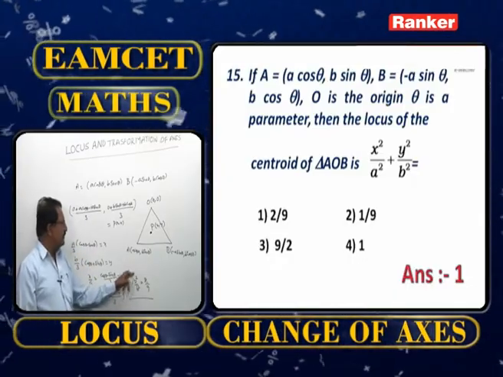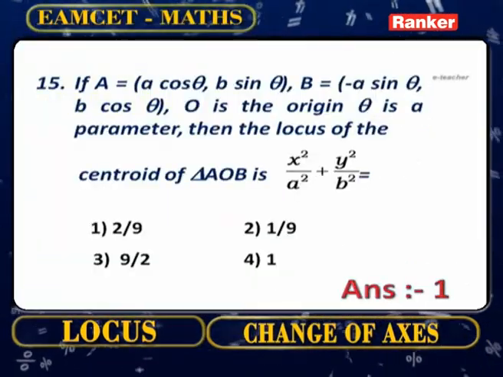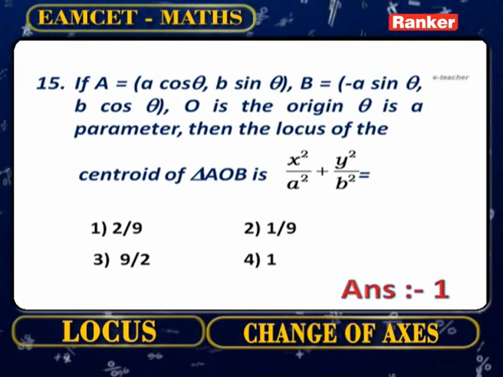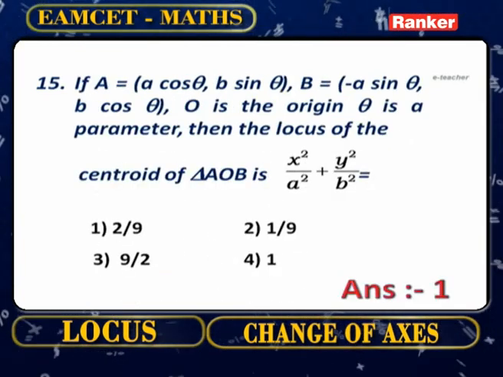Then the locus of the point P(x, y) is an ellipse. Therefore, the answer is the first option, x square by a square plus y square by b square equals 2 by 9. Next problem.